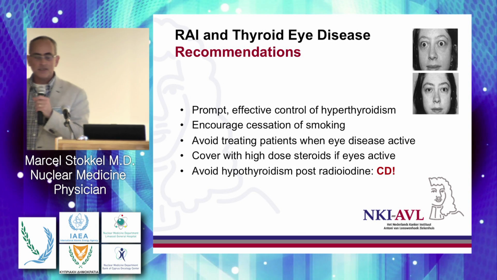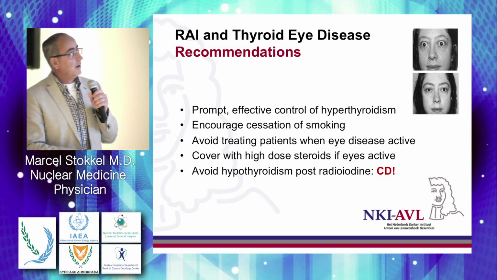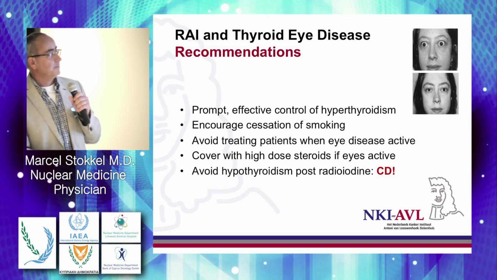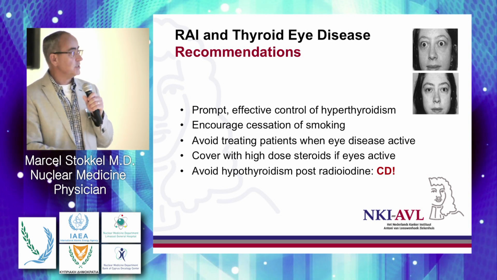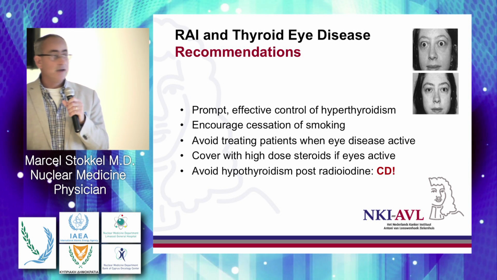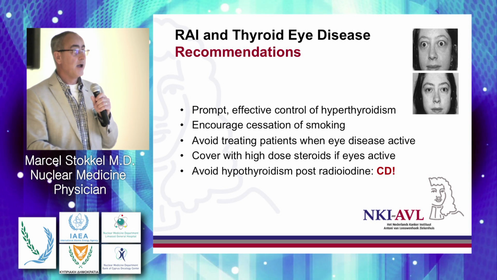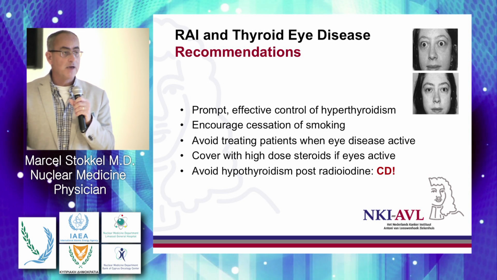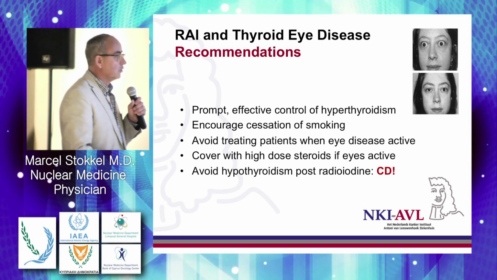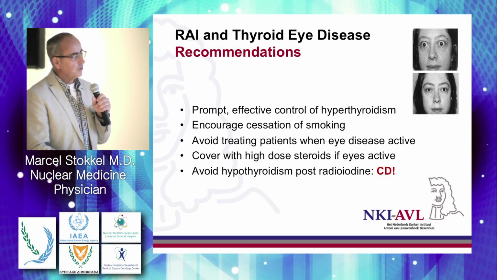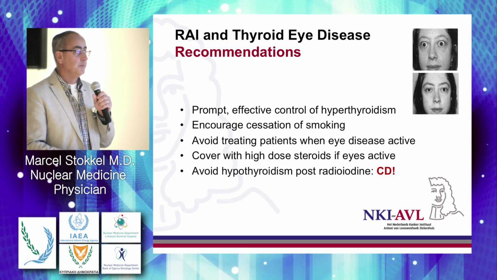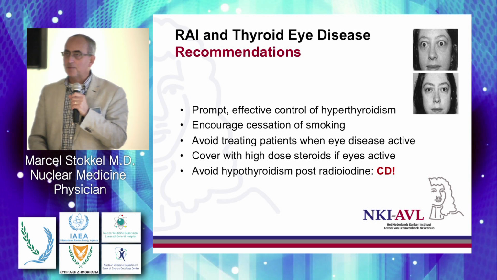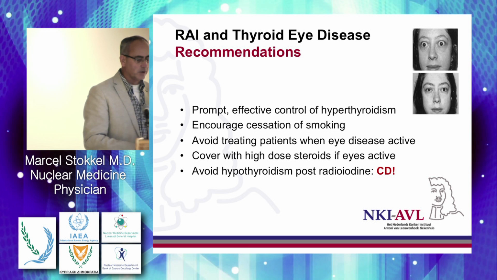So, regarding the recommendations of radioiodine treatment, what initially is required is a prompt and effective control of hyperthyroidism, and encourage cessation of smoking, so patients should stop. Avoid treating patients with radioiodine when the eye disease is active, and cover with high-dose steroids if the eyes are still active during radioiodine treatment. Sometimes it's not possible to relieve the complete disorder. And one of the most important things is that we have to avoid hypothyroidism after treatment. And that means that a calculated dose should be applied in all patients presenting with eye disorders.